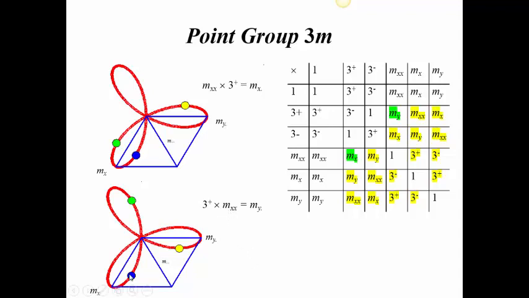Now let's do it the other way, and we see if we take our blue spot and we mirror across mxx, so we come over here to this yellow, and then if we do a counterclockwise rotation, we come up to the green. And if you want to go from the blue to the green, you see that we're really mirroring across the my, so that's equal to my. So 3 plus times mxx equals my.